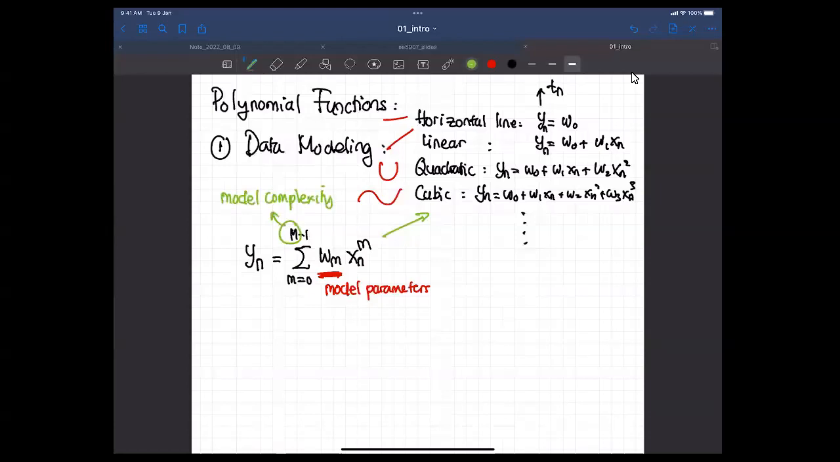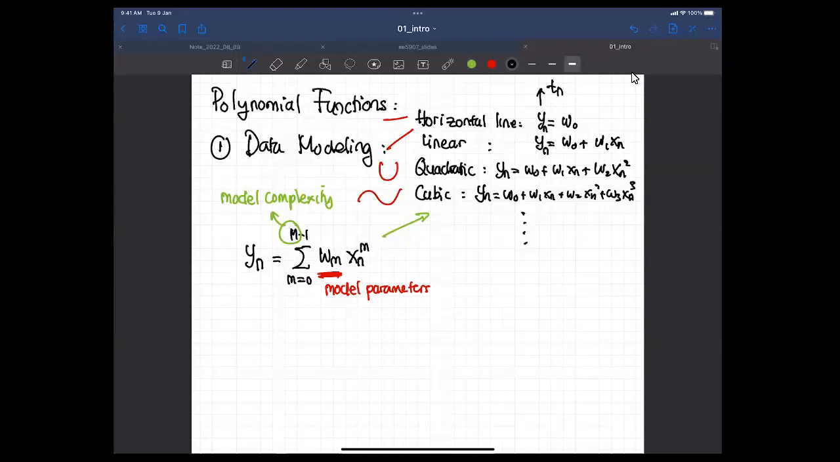Also, thank you for the correction. So this has to be capital M. Oh, sorry. This is no, this is correct. This is small M, that's the upper one. The model complexity is capital M. Yes.